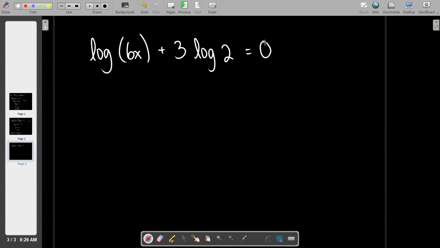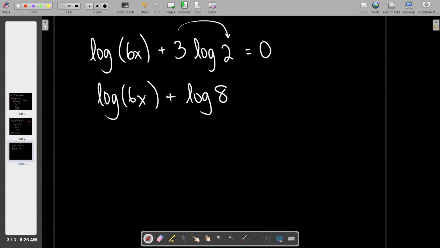Step 1: take your 3 and make it a power. Yep, airlift that 3 up to make it a power. So we're going to leave the first log alone as log of 6x. We're going to airlift the 3 up there. And what's 2 to the 3? Don't say 6. 8. Good. Okay, let's condense. So we're going to have a single logarithm with an argument of what? 48x.